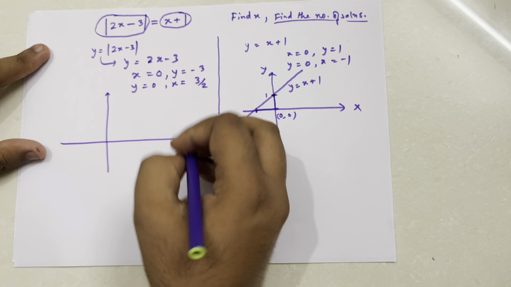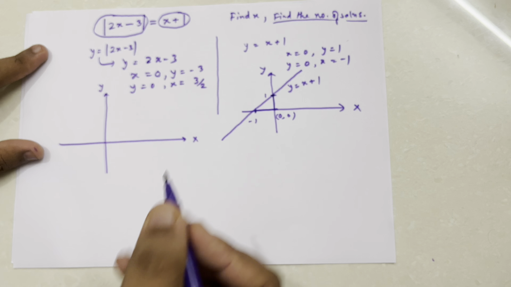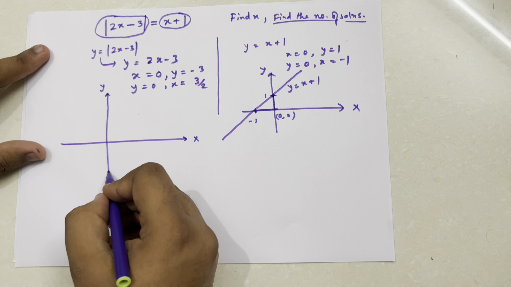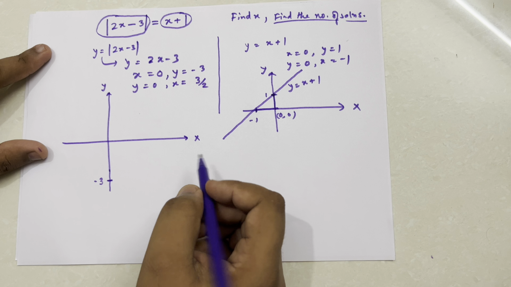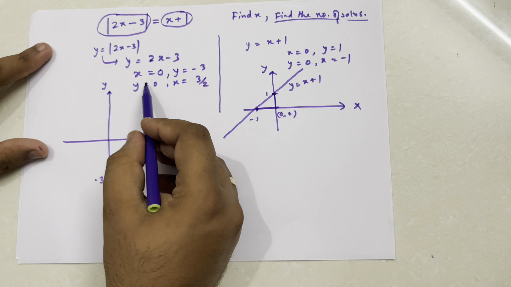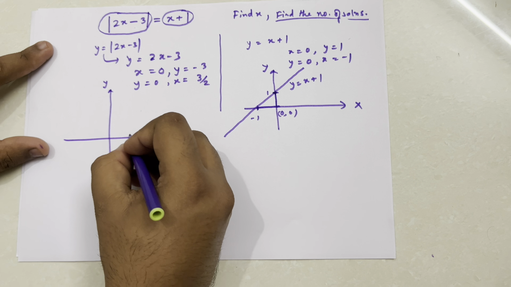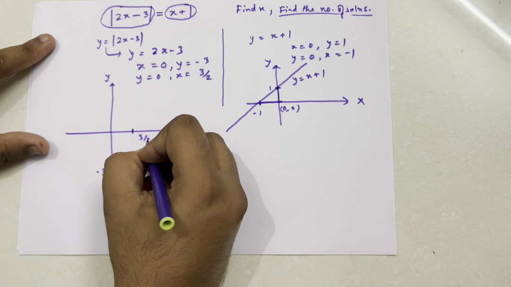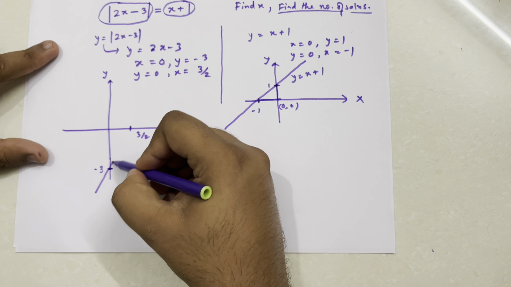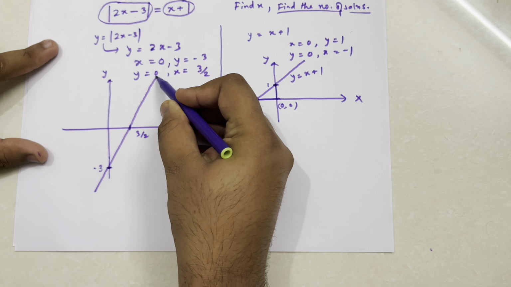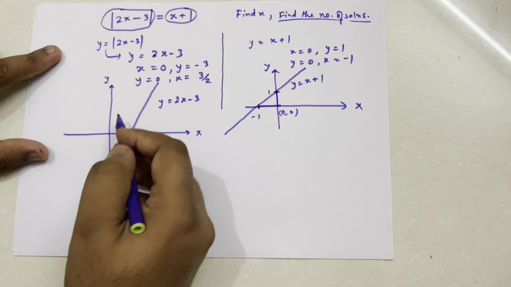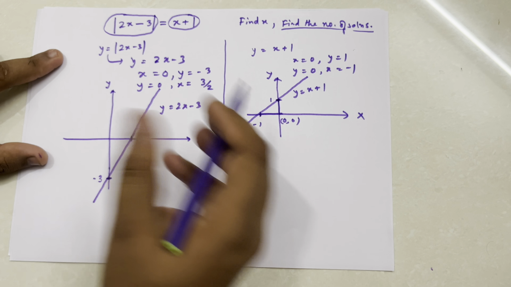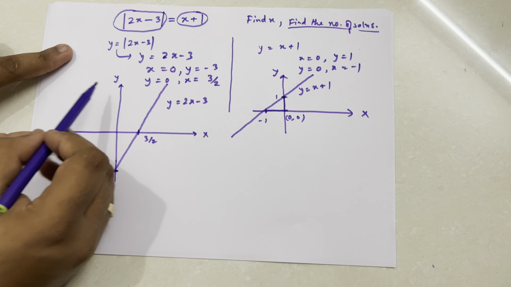So just understand this x axis, this is y axis. X is 0, y is minus 3. So this is 1 point. If y is 0, x is 3 by 2, which is 1.5. So this is the graph of y is equal to 2x minus 3. I'll not take another graph to give the mod function. Simply I'll draw it over here.